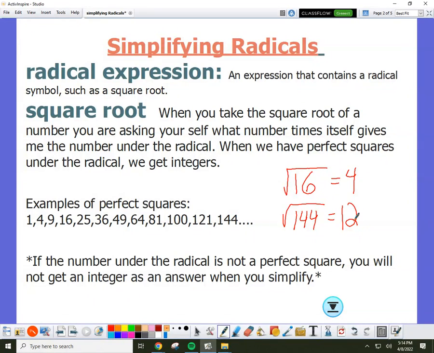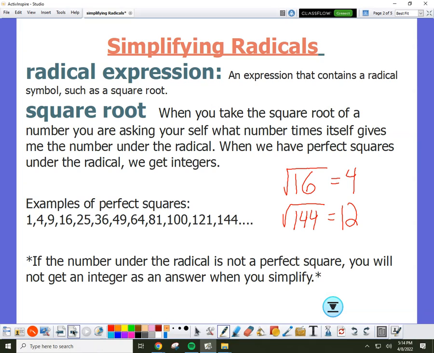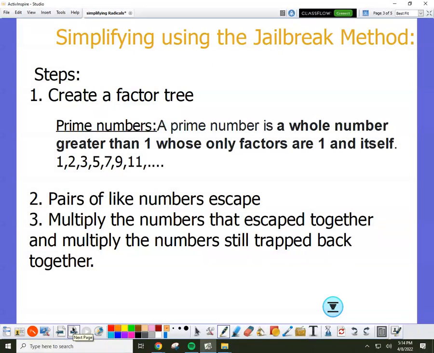Okay? If it's not a perfect square, we're not getting pretty numbers. We're going to end up with something like this again, still having a square root. Not going to be a pretty number. So our goal today is to simplify it, not get an exact number. There are two methods we can use. The first method, we're going to call it the jailbreak method.